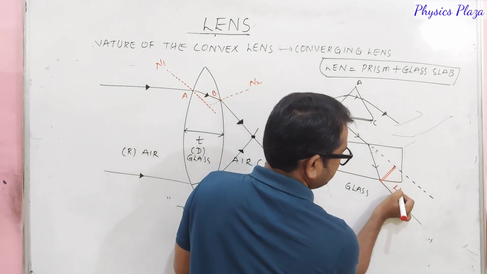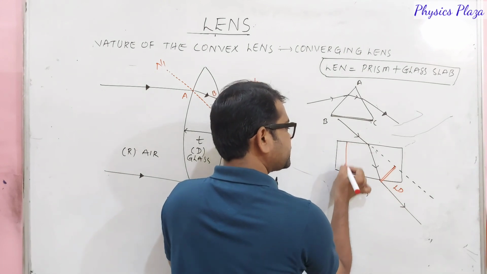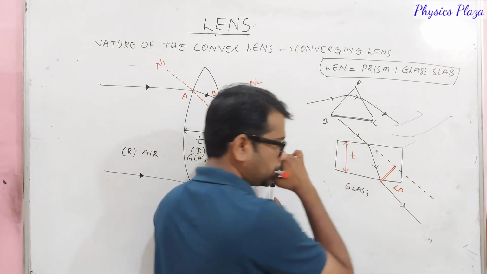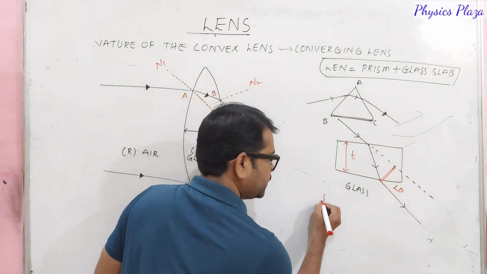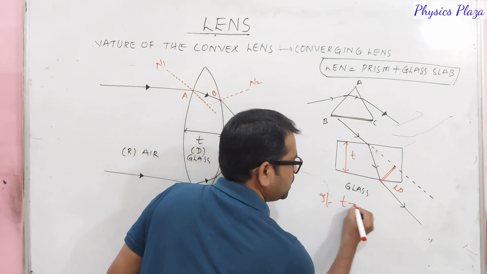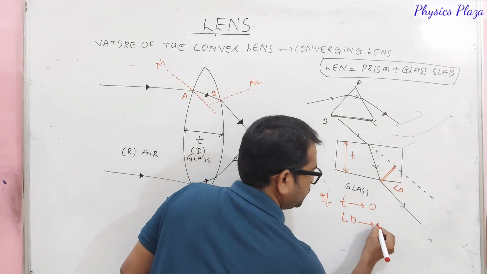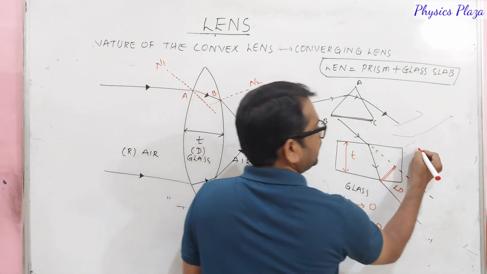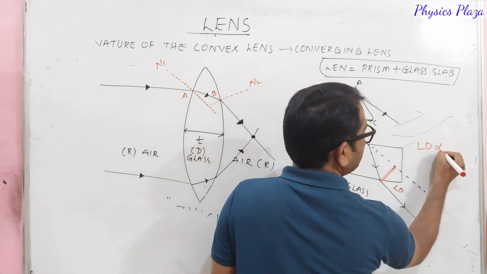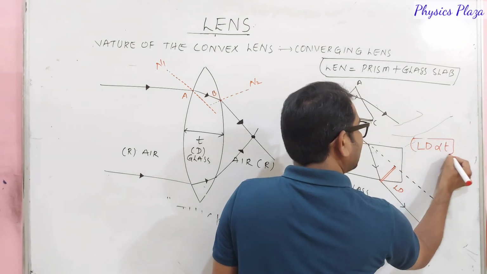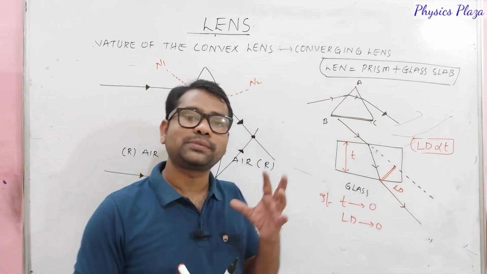It is a lateral displacement, and this is thickness. It is the thickness of the glass slab. Children, if thickness approaches 0, then lateral displacement also approaches 0. And already we discussed it, children, lateral displacement is proportional to thickness. When the thickness of the glass slab is more, obviously lateral displacement is more.